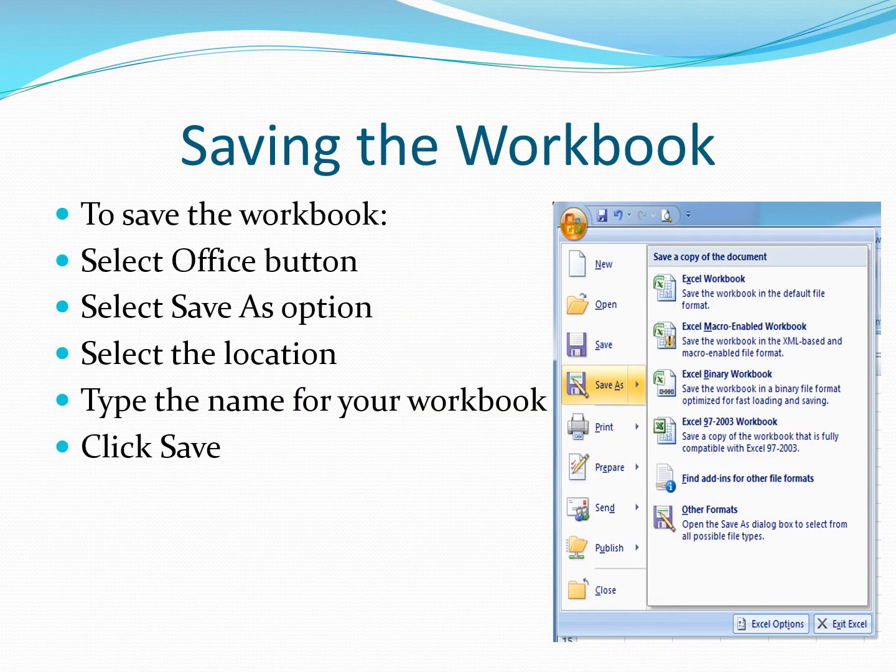Saving the workbook. To save the workbook, you have to select the Office button, which is on the top left corner of the Excel window. Then from the Office menu, you have to select the Save As option. Then a dialog box will appear, and from that dialog box you have to select the location where you want to save your workbook, then type the name for your workbook, and then click Save. Your workbook will be saved.